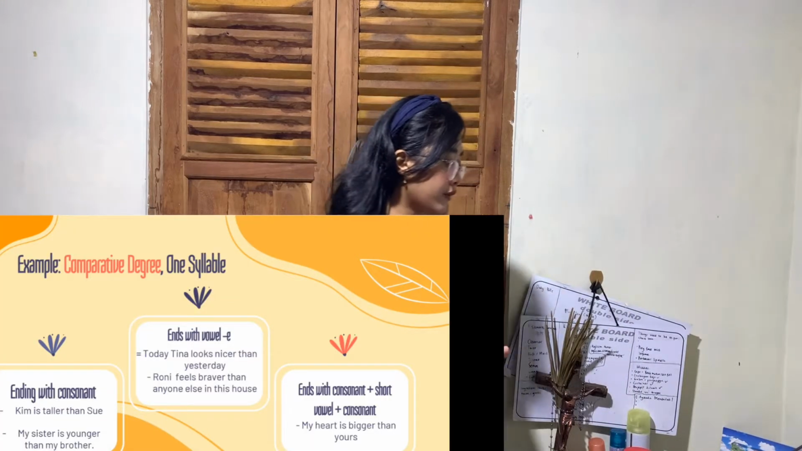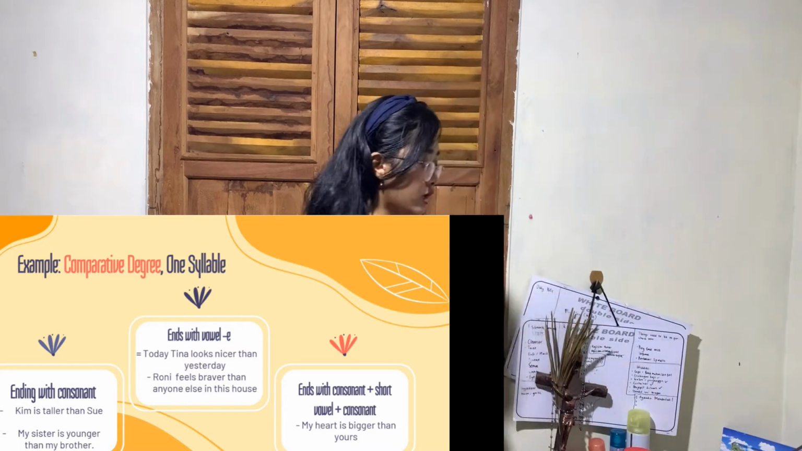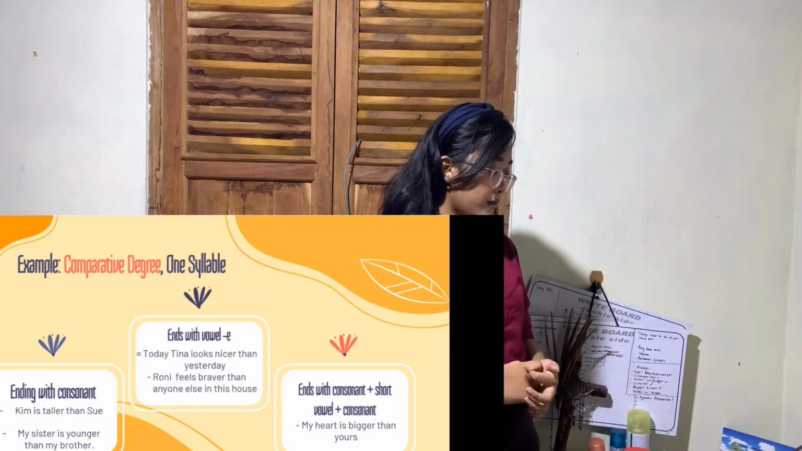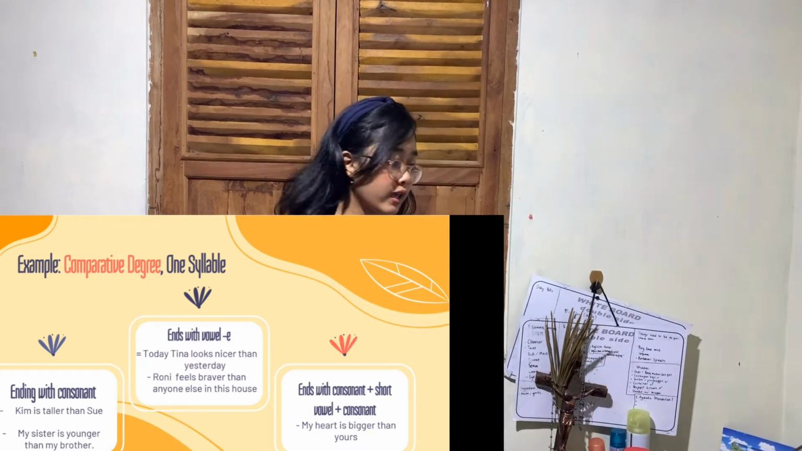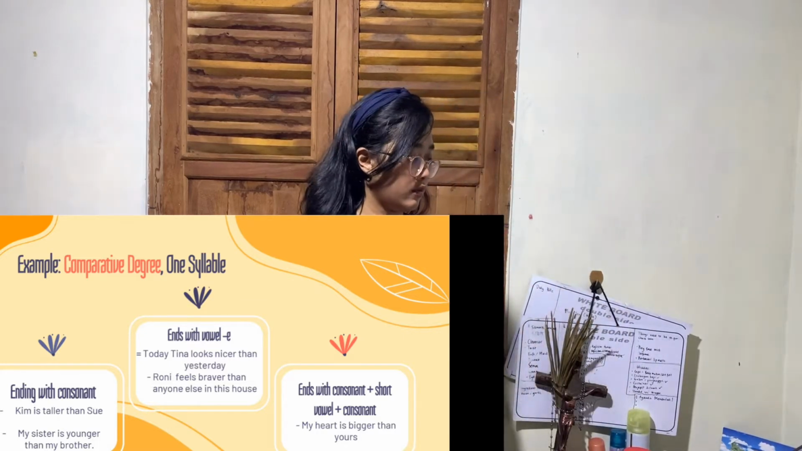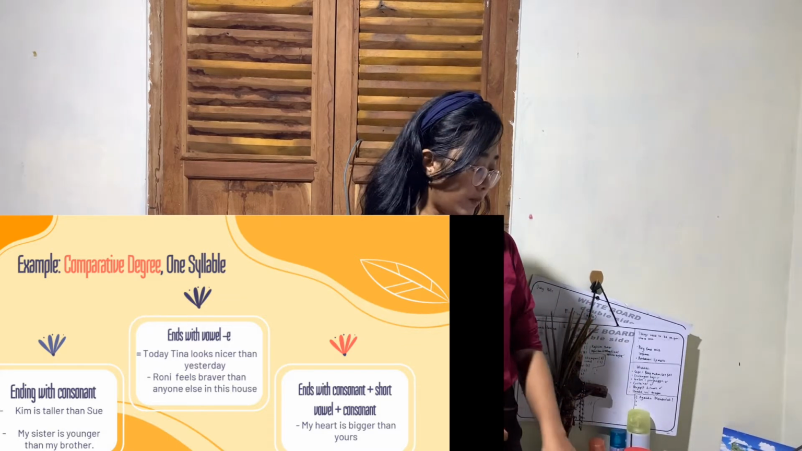So examples like this, ending with a consonant, we use taller. Kim is taller than Shu. My sister is younger than my brother. Today, Tina looks nicer than yesterday. Ronnie feels braver than anyone else in this house, and so on. You can take a look at the slides later.